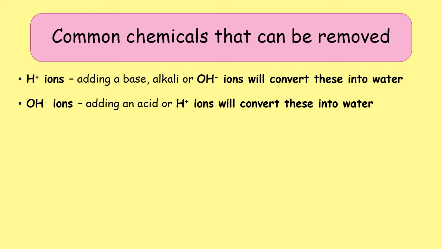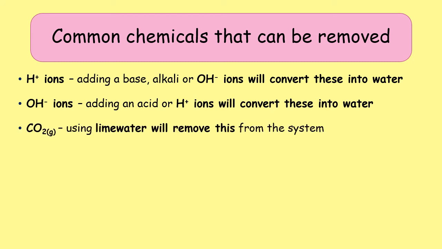Similarly, if you have hydroxide ions or a base on one side, if you add acid to it, that acid will react and convert those hydroxide ions to water, decreasing the concentration, so the equilibrium will shift to make more hydroxide ions. Another good example is carbon dioxide. If you produce carbon dioxide gas, if you're able to bubble that through lime water, that's removing it from the system, and so the equilibrium will shift to try and make more carbon dioxide gas. Those are the most common ones.